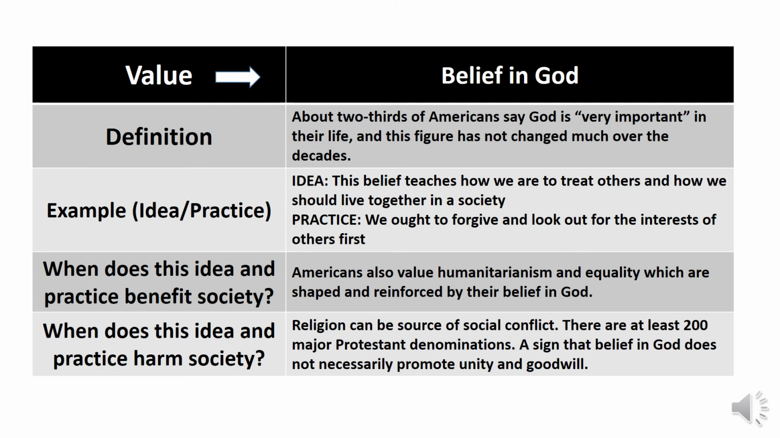I've got an example here. One of the values on the list that you always see about Americans is they report that we have a strong belief in God. People always predicted that would go away, that secularism would come along, and Americans' belief in God would decline, and that really didn't happen. Here's the definition, and here's an example of it.